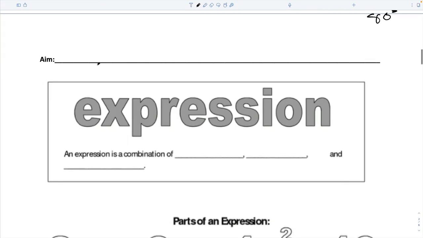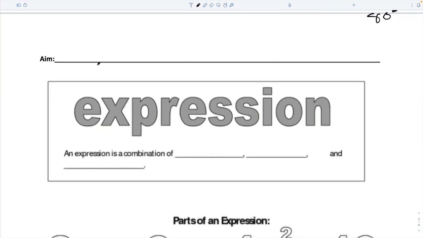What does that say? Combine, combine like terms. No. Hands up on 2. What's the aim? 1, 2? Read it for me, please, Tessa.